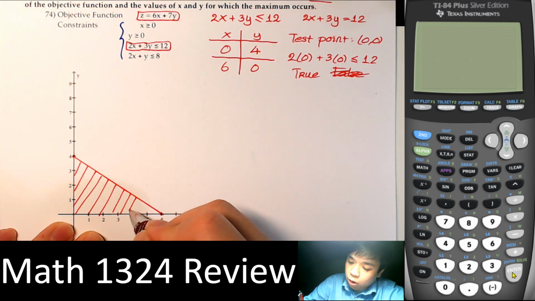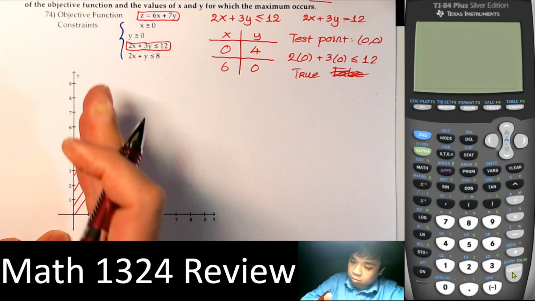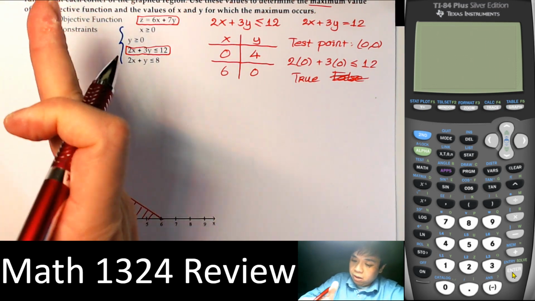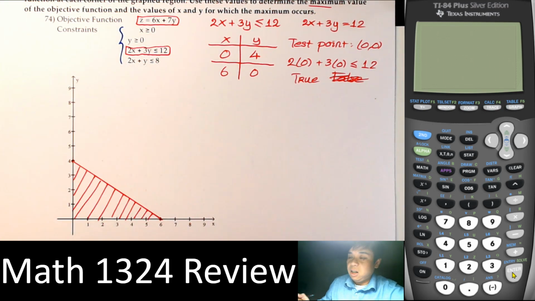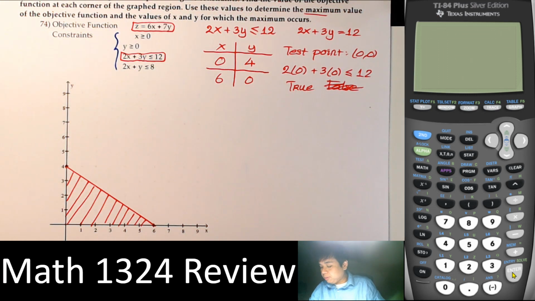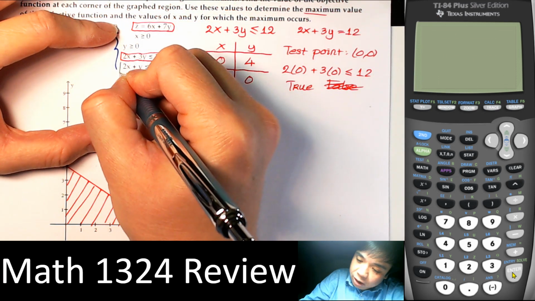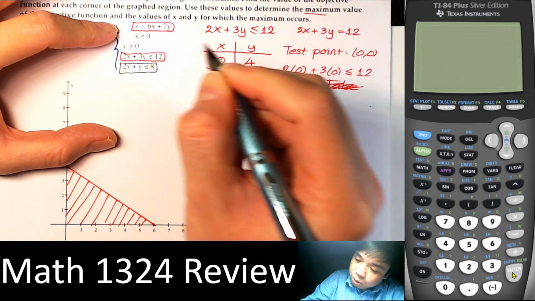By the way, we do know that it has to be above this line and to the right of this line. That's the first one. Now the second one, 2x plus y less than or equal to 8.